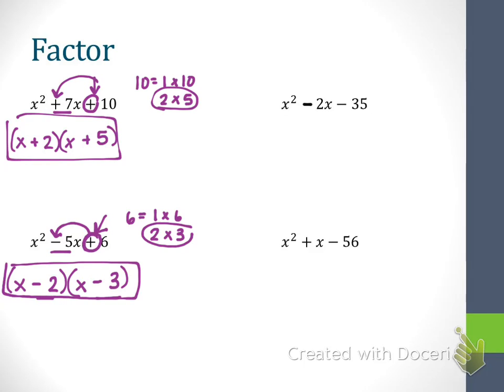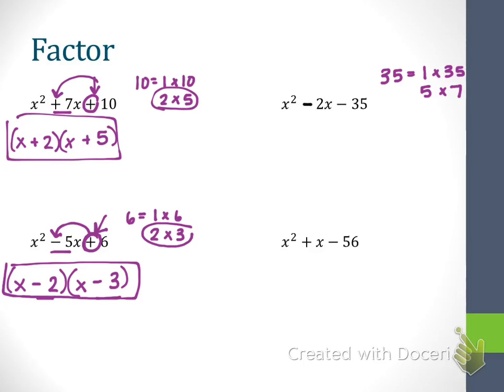All right, let's do this one right here. I have x squared minus 2x minus 35. This is going to be different than the ones that we've been doing. First of all, step number 1 always stays the same. So what do I do first? List the factors. What are the factors of 35? 1 times 35 and 5 times 7.